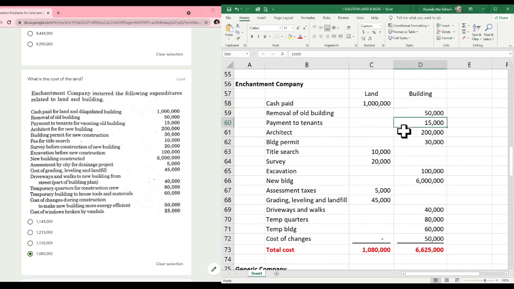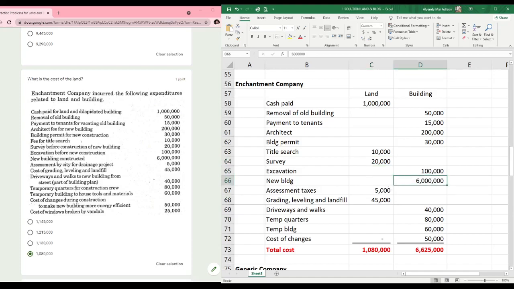Next, for the architect fee, of course, that is for the building. The building permit, that is again for the building. For the title search, this relates to the purchase of the land, so that is under the land. Survey before construction of new building. When we say survey, that is related to the land. Excavation before new construction. Excavation is related to the construction, so that is under the building. New building constructed, of course, that is under the building.